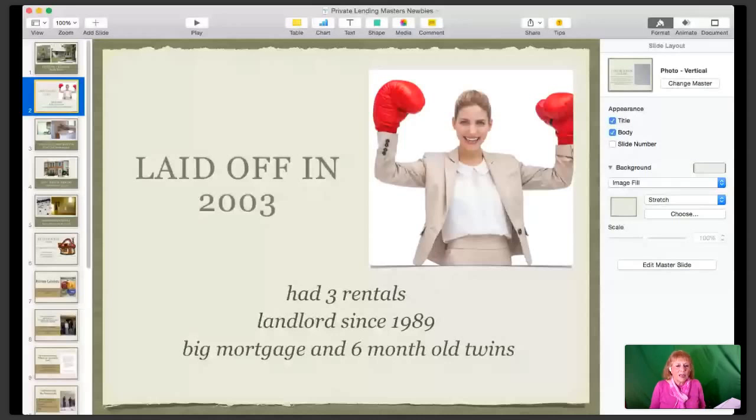I had 6-month-old twins. I'd been off for 4 months, gone back to work for only 2 months, and my company did a big layoff. They actually tried to do it while I was on maternity leave, and my boss told them that was not legal. So when they laid us off, the second layoff, they laid her off too, just because she defended me. At that time, I had 3 rentals, and I'd been a landlord since 1989.